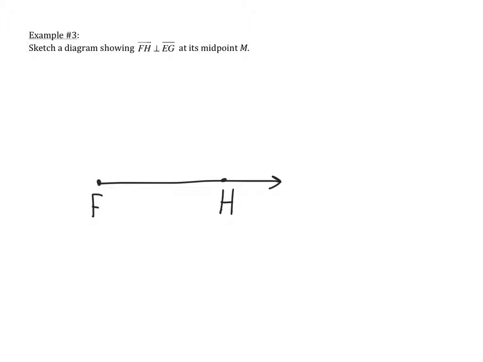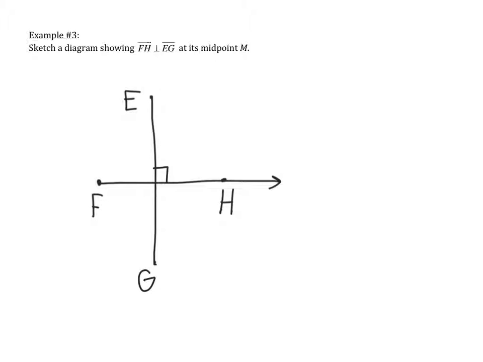Then I have segment EG, and I know it's supposed to be perpendicular to ray FH, so I'll draw it just like that. I know a segment has two endpoints, so I'll identify those. G down here. And I also know that ray FH is perpendicular to EG, so I'm going to put a little box right here showing that the ray and the segment are perpendicular, forming right angles.